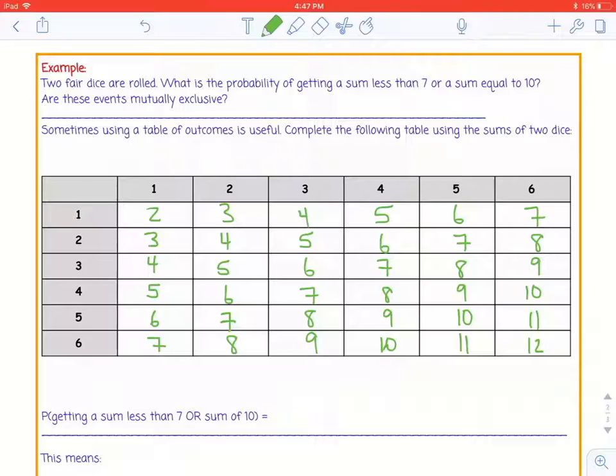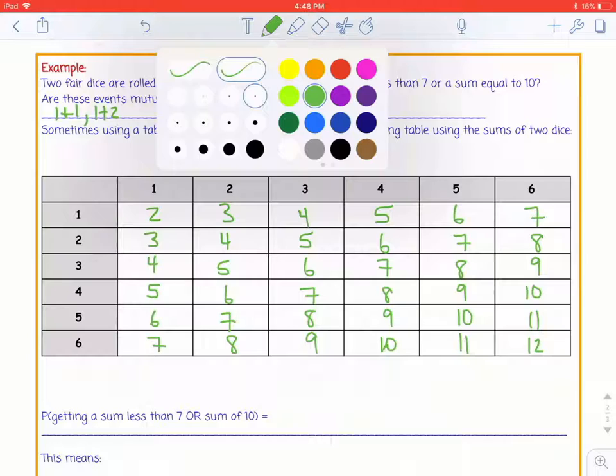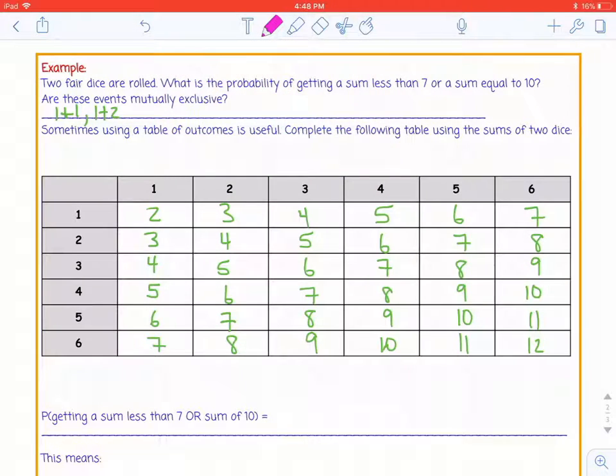So if we wanted to list this out, we could say things like 1 plus 1 would add up to be 2, which is less than 7, and we could say 1 plus 2 would equal 3, which is less than 7. But using a table could be helpful because then we won't miss any of the options possible when we have 1 through 6 from one die and 1 through 6 from another die. And all the options are right there in our table.